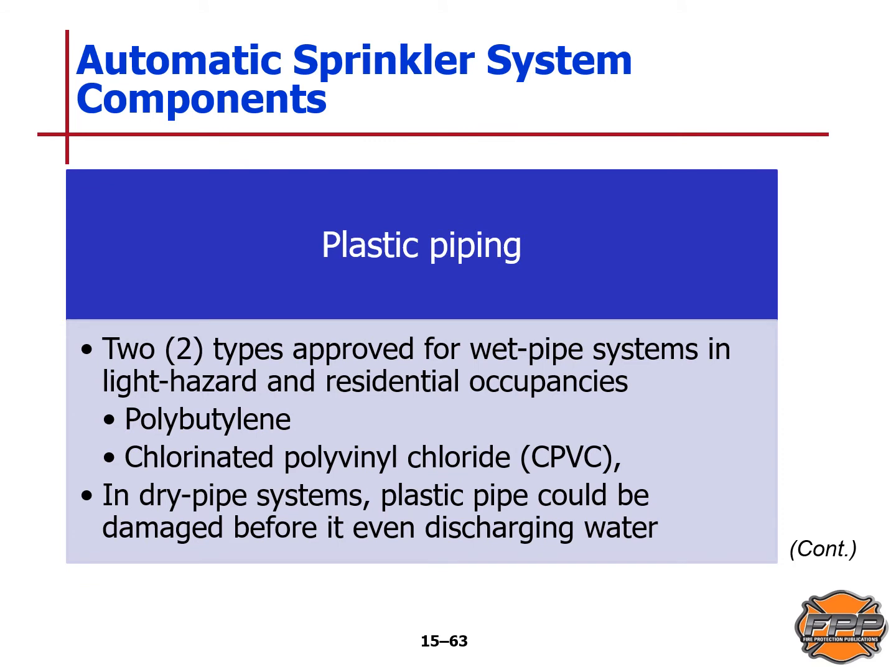Plastic piping. There are two types approved for wet pipe systems in light hazard and residential occupancies. One is polybutylene, and the other is chlorinated polyvinyl chloride, also known as CPVC. In dry pipe systems, plastic pipe could be damaged before even discharging water.